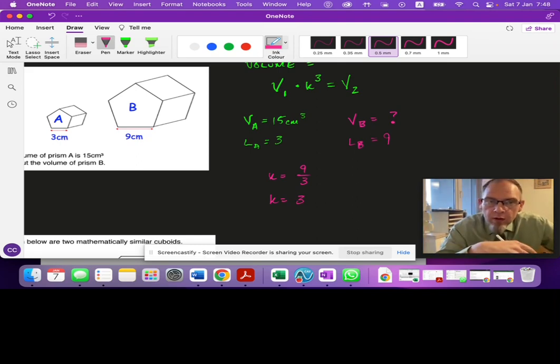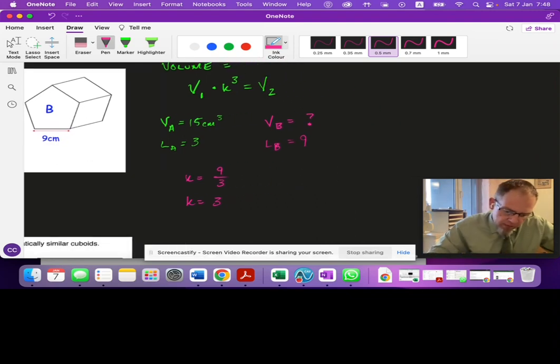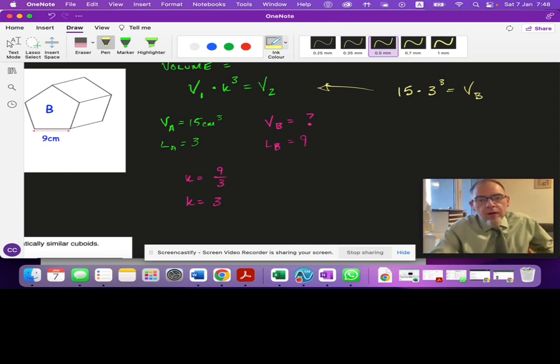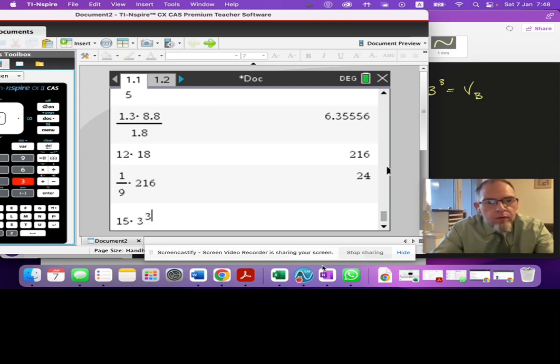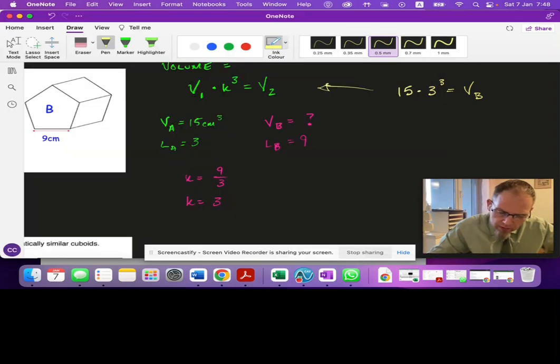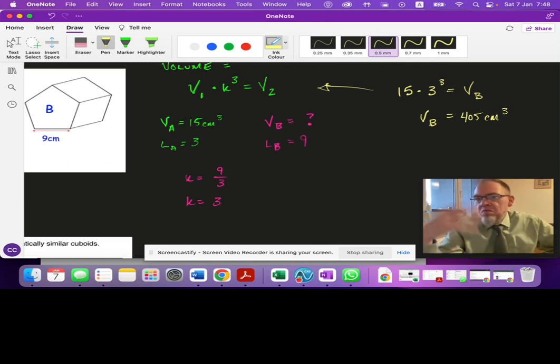So to find the volume of the larger one, we're going to use this exact same process, and we're going to do the volume of the first one, which is 15 times 3 cubed, will give us the volume of part B. And again, I'm going to just use my calculator. 15 times 3 cubed, which is 27, would tell me that the volume of this pentagonal prism labeled B is 405 centimeters cubed. I think that's pretty easy, pretty straightforward, no big deal.